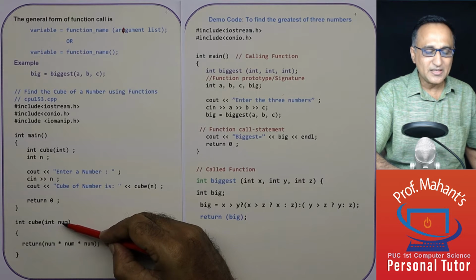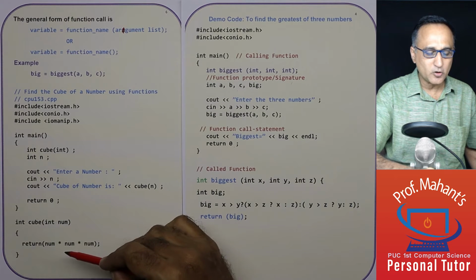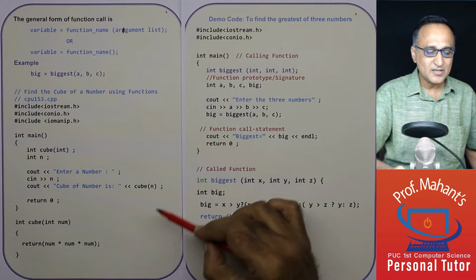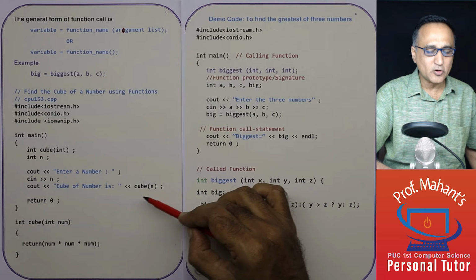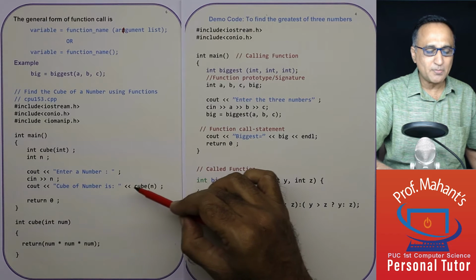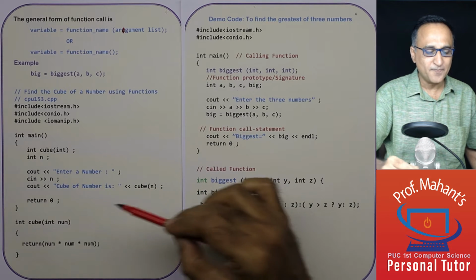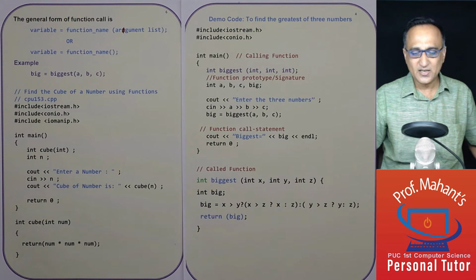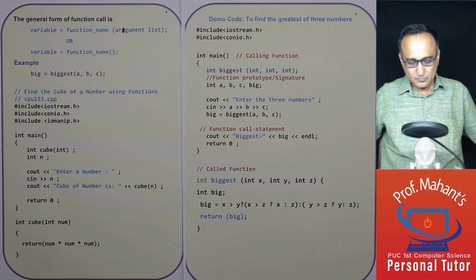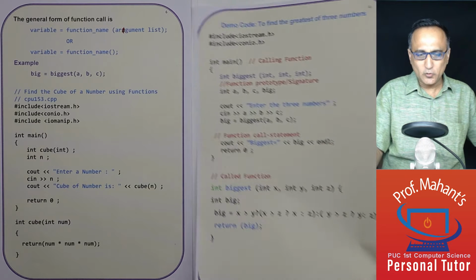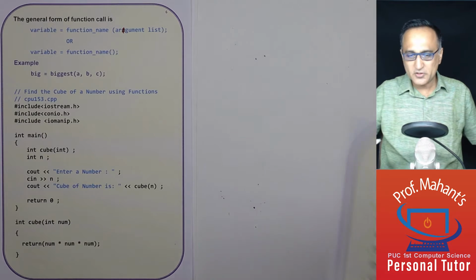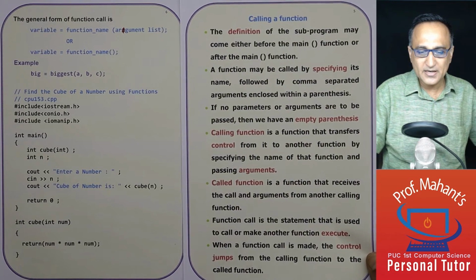This int num is local to this particular cube. So 10 into 10 is 100. 100 into 10 is 1000. So 1000 will come in place of cube of n, and the cube of number 10 is going to print as 1000 and finally return 0 from main. You will understand all these other things in a short while. So let us try to run through different concepts line by line. That is how it's going to give you a better confidence and understanding.